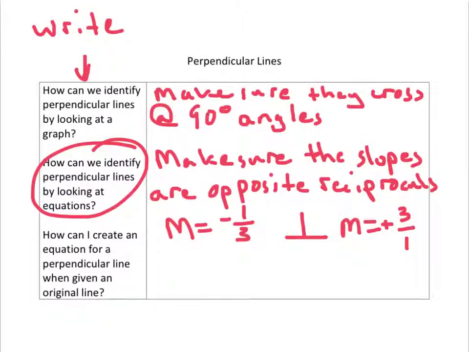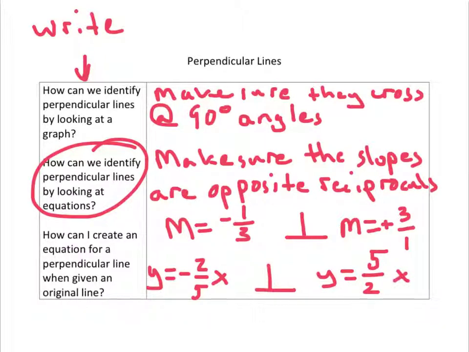So then same thing goes, how do I create an equation for a perpendicular line when given an original line? If y equals negative 2 over 5x, then something that's perpendicular is going to be y equals a positive, and then flip the fraction, 5 over 2x. That's how you do that.